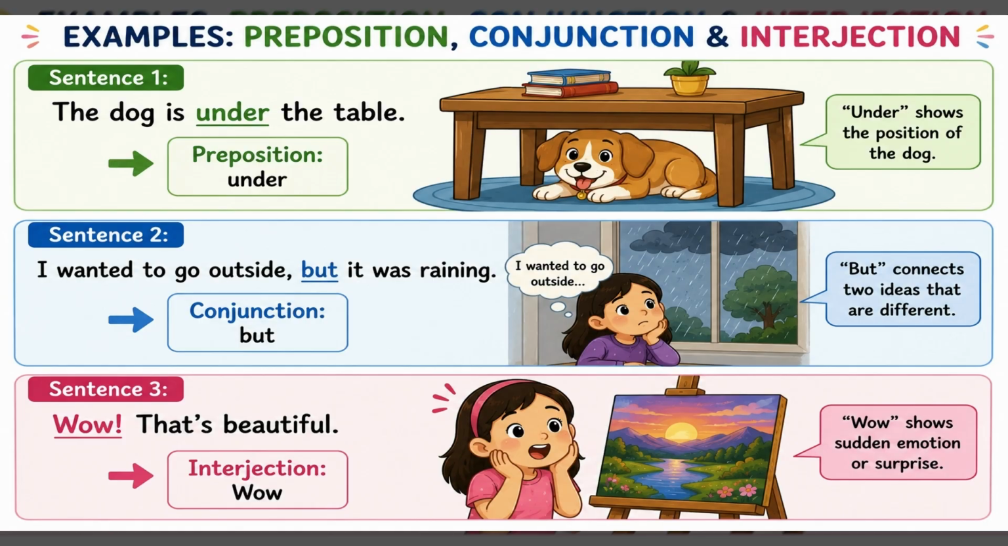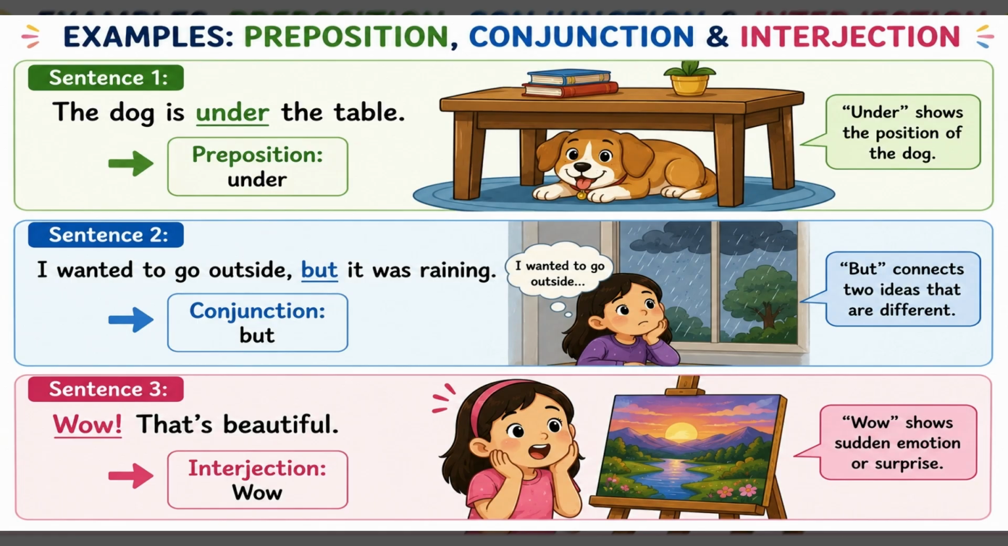The second sentence: I wanted to go outside, but it was raining. Can you find the conjunction? Yes, the answer is but. Exactly. But connects two different ideas. So it is a conjunction.